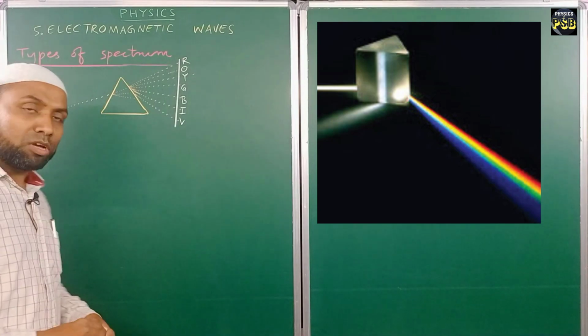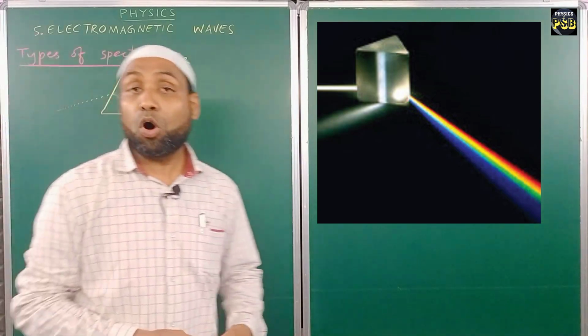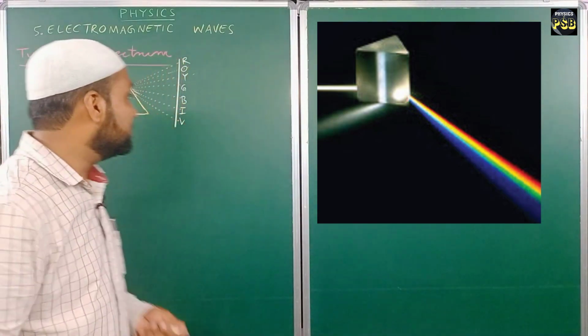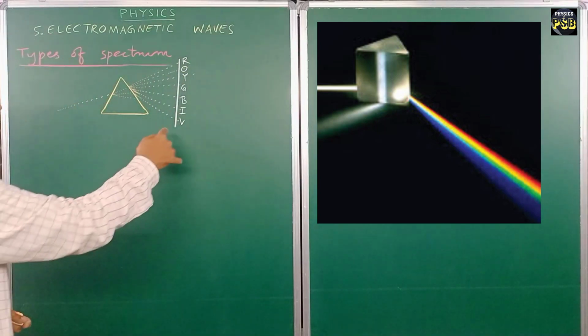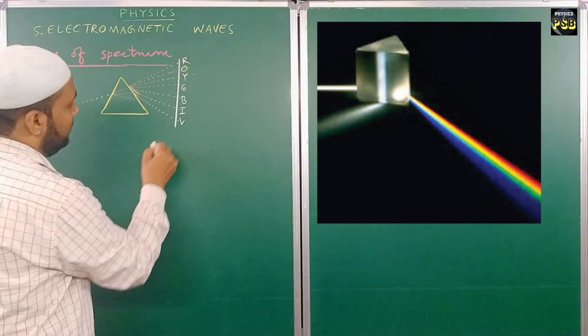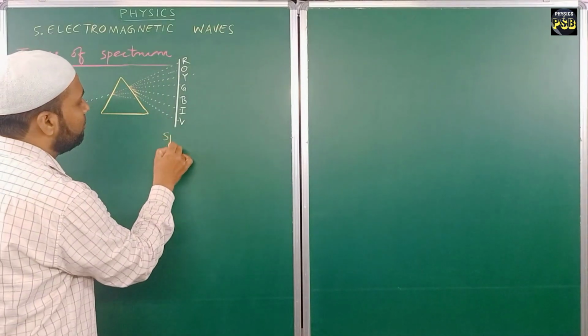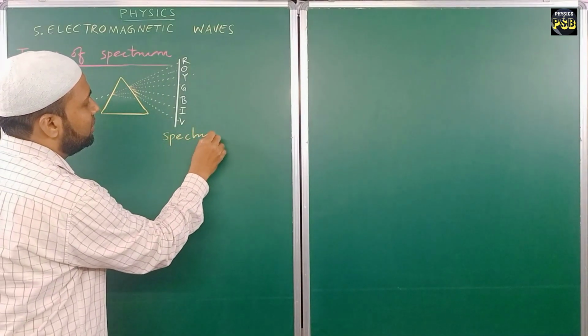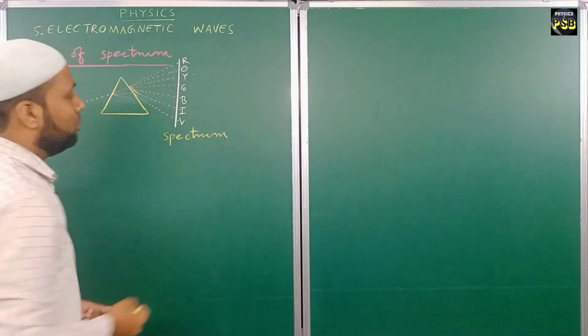Now this process of splitting of light into its constituent colors is known as dispersion, and the pattern which is obtained here is referred to as a spectrum. This is how a spectrum can be easily obtained. So what is a spectrum?